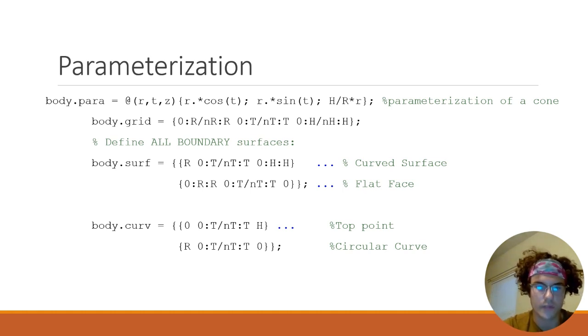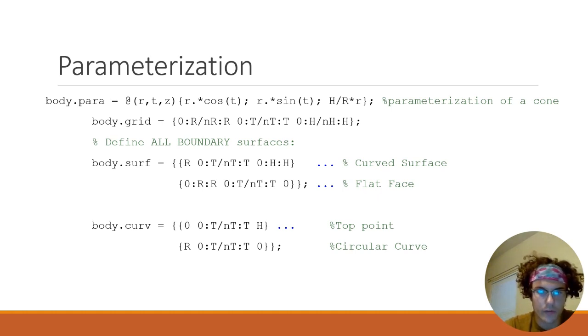So our curved surface is defined at a radius of r varying with theta as well as our height. And then our flat face, which is our circular face, will only vary with our radius and the angle, and it won't vary with height, as we only have that flat circular surface at the very bottom.